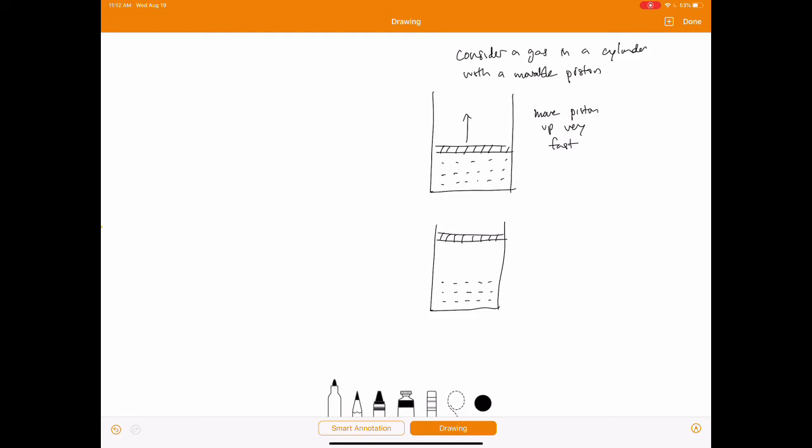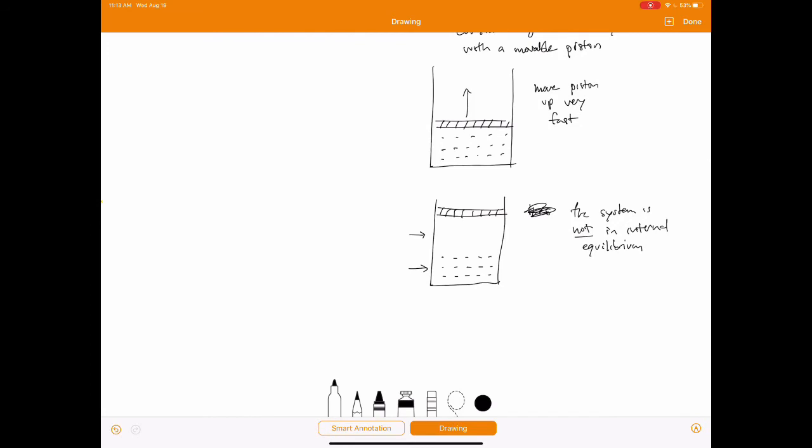So notice something. The system is not in internal equilibrium. And how do we know that? Well, if we think about the gas molecules down here, they have some pressure, but up here is basically a vacuum, so the pressure is zero. So we don't have the same uniform pressure, and temperature for that matter, everywhere within the container, so it's not in internal equilibrium, okay? So the process where I move the piston up really fast is not quasi-static.